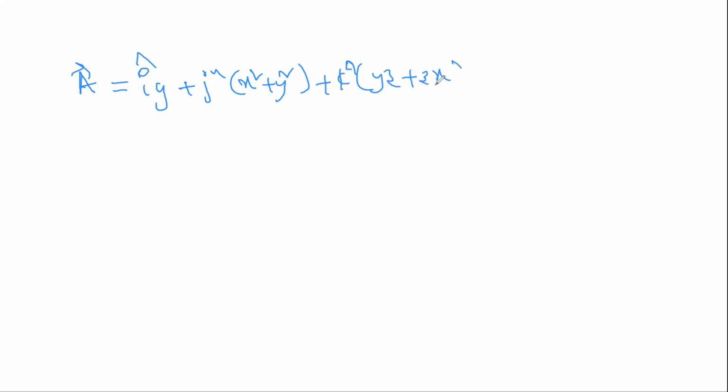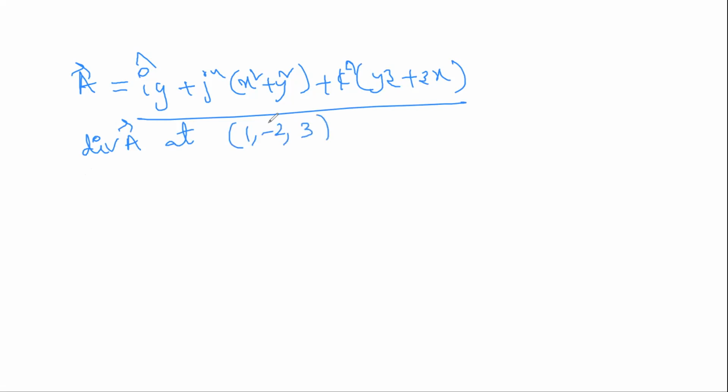Let us calculate a few more problems regarding divergence. Already we calculated divergence; now let us calculate divergence of a vector at a particular point. A bar is equal to i cap y plus j cap into (x square plus y square) plus k cap into (yz plus zx). Okay, this is the given vector field A bar. Now they are asking us to calculate div A at (1, -2, 3). This particular point they are asking us to calculate.